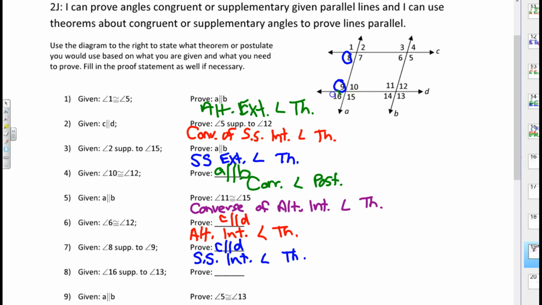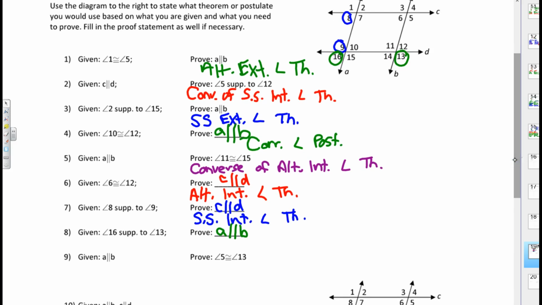And if angle 16 is supplementary to angle 13, now my boundary lines are A and B, so I can prove that A is parallel to B because angle 16 and angle 13 are same side exterior angles. So I'm able to prove that A is parallel to B by the same side exterior. And last but not least, if I'm given that A is parallel to B, I can prove that 5 is congruent to 13. Well, those are corresponding angles, and because I'm given that the lines are parallel, I can prove that by the converse of the corresponding angles.